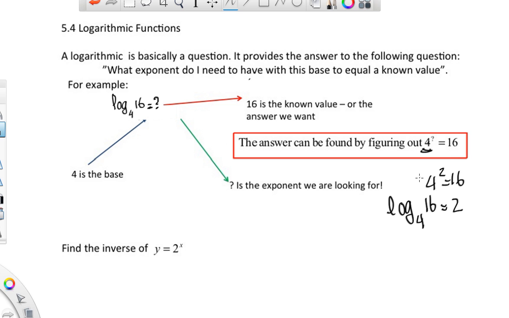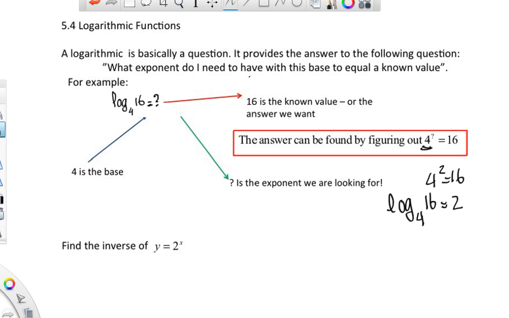So an exponential expression, the answer to it is actually an exponent. So sorry, I said that wrong. A logarithmic expression, the answer to the logarithmic expression is the exponent that we're looking for. So logs are basically exponents.